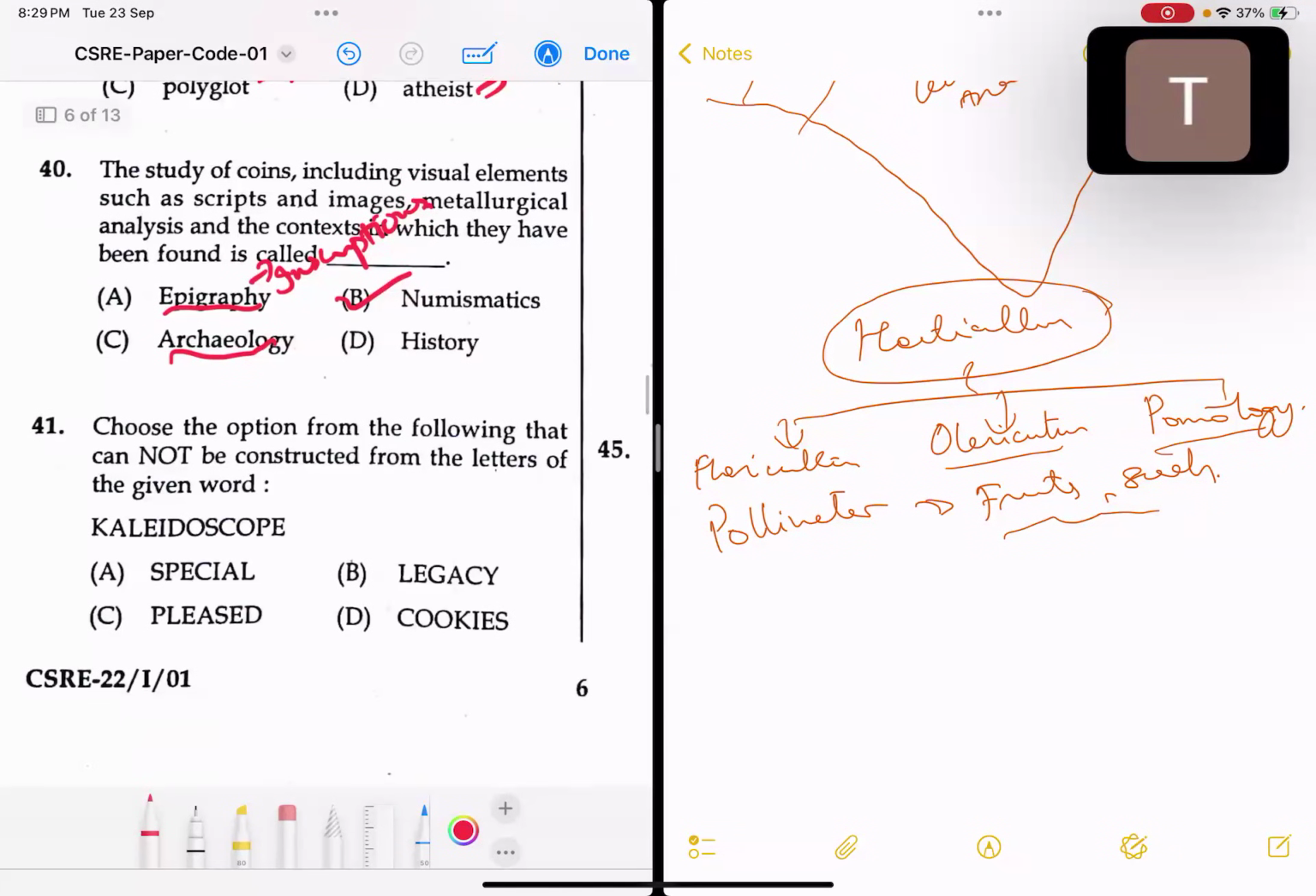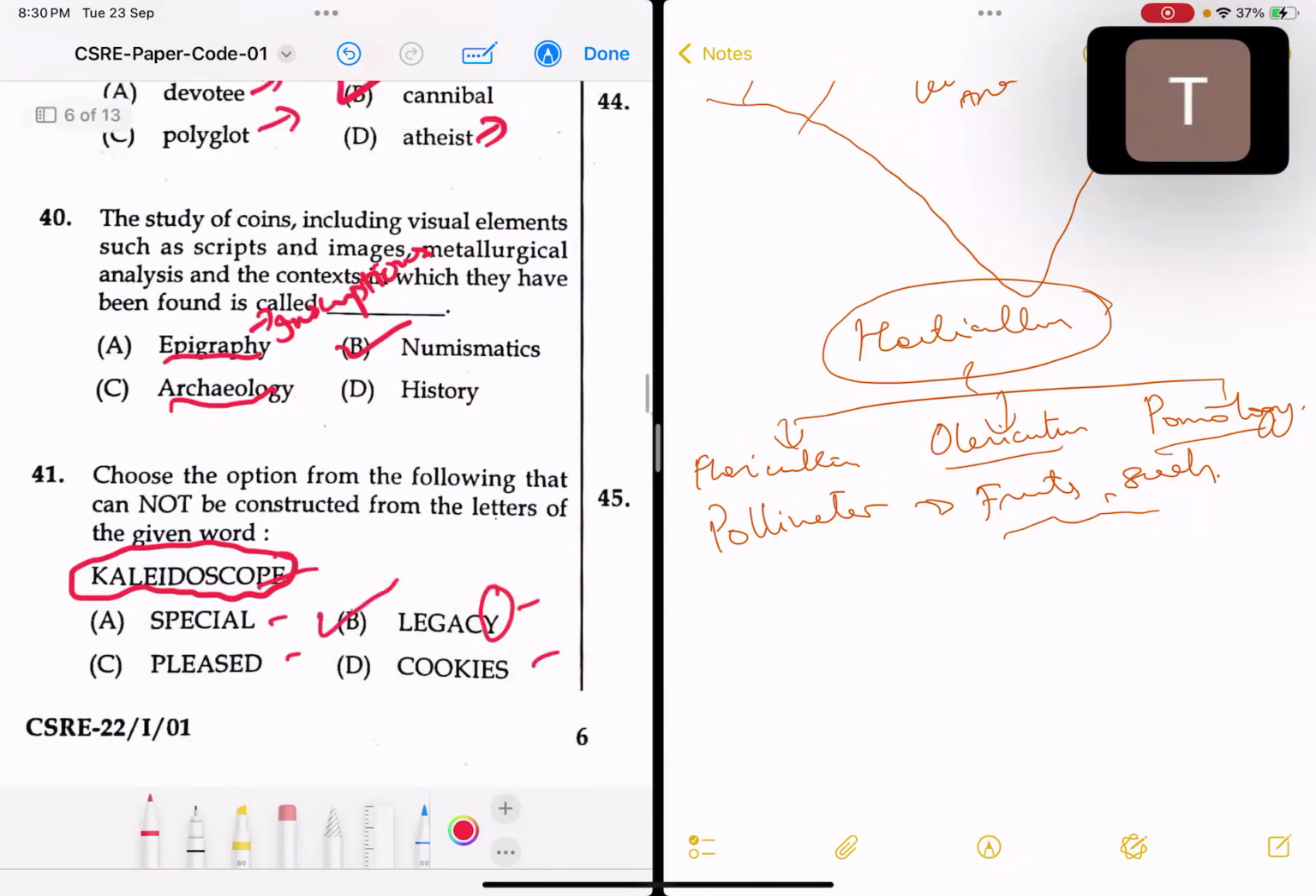Question number 41. Choose the option from the following that cannot be constructed from the letters of the given word. Now, there is a long word, kaleidoscope, and 4 options have been given, and we just have to choose the one which cannot be constructed out of it. Now, if you look at option number B, the word legacy has the letter Y. The alphabet Y is absent in kaleidoscope. So the correct option is B, right?